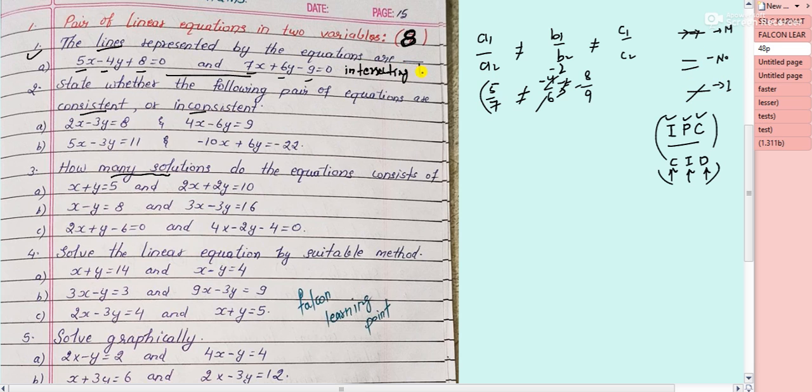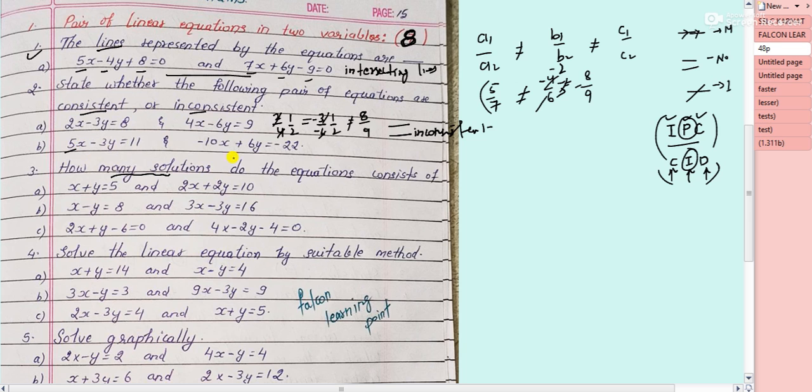Got it? Intersecting lines. Next question: state whether the following pair of linear equations are consistent or inconsistent. I will write here 2 by 4, 3 by 6, both of them minus, and this is 8 by 9. If you solve, this will become 1 by 2, even this will become 1 by 2, but this remains the same. So you are getting the first two equal. If the first two are equal, it represents what? Parallel line. And for parallel line, the equation is called inconsistent. So the answer is inconsistent. I hope you are getting this.